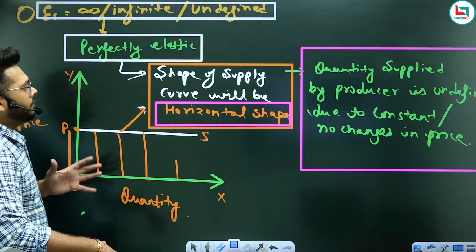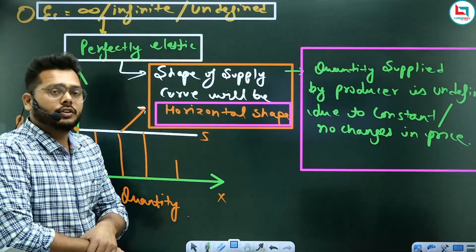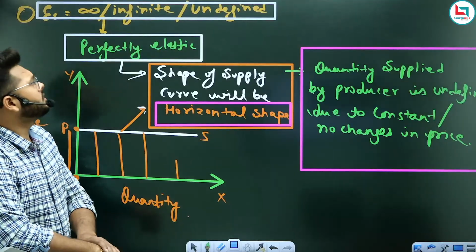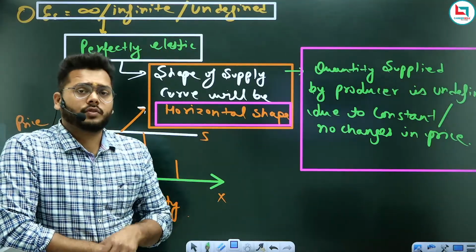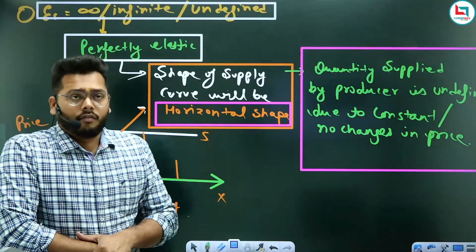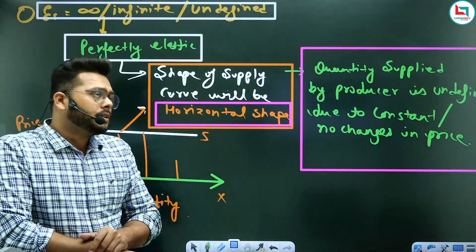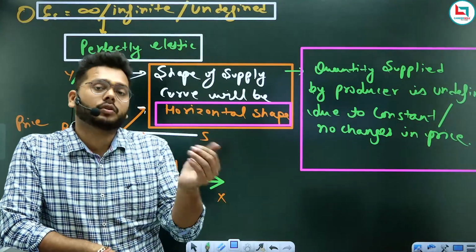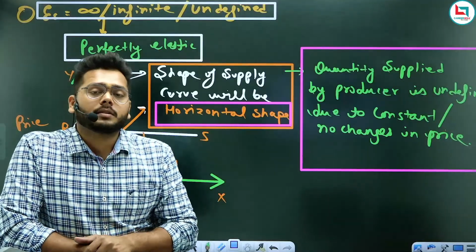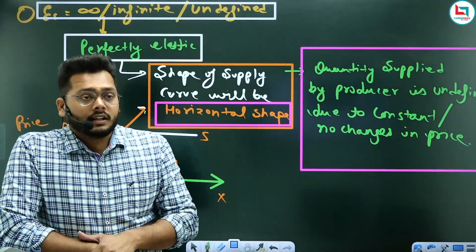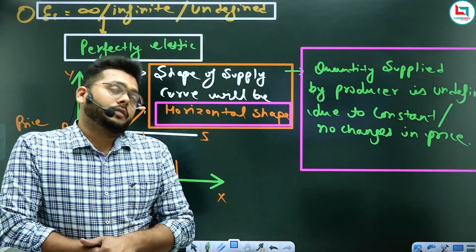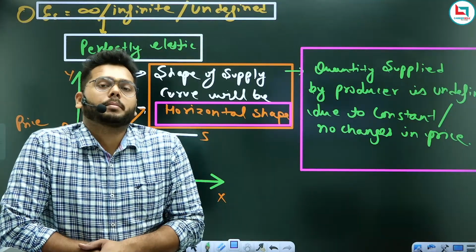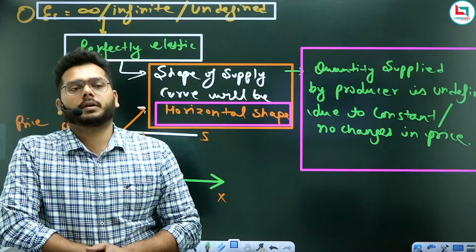So there are 5 situations that we have discussed in elasticity of supply. The first one is unit elastic, where the percentage change in price is exactly equal to the percentage change in quantity supplied by the producer. The answer will be 1, because the percentage change in price and in quantity supplied is the same.